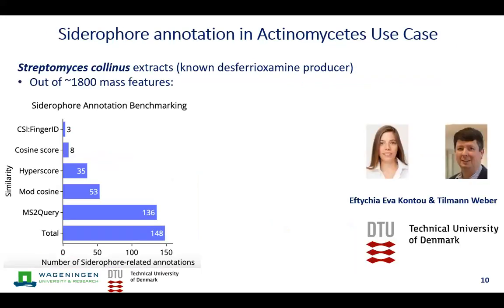Then we use the cosine score, we use the hyperscore, which is something that is related to OpenMS, and it should work well for peptidic related molecules. We of course use the modified cosine score, and also we used MS2Query. And for this particular compound class, it was nice to see how we could actually start to annotate many more of the CDR4 related molecules than with the other tools.